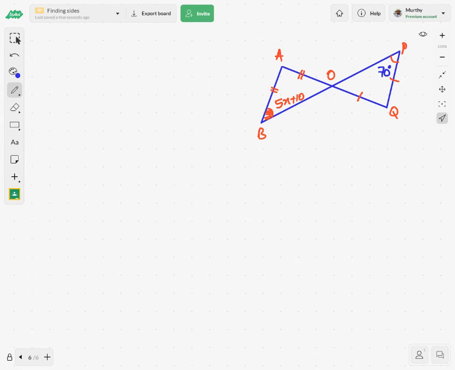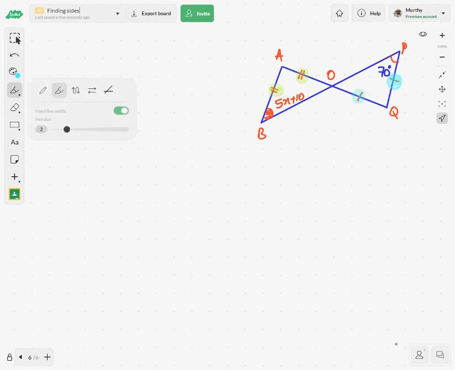But I don't see any direct connection between these two. I don't see any parallel lines or anything. But if you observe carefully, here it is mentioned that length of AB equals length of AO. The markings are indicating that. In the same way, length of OQ equals length of PQ. The symbols are indicating that. So what?